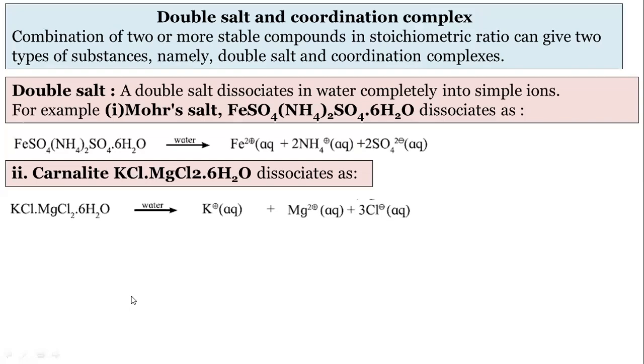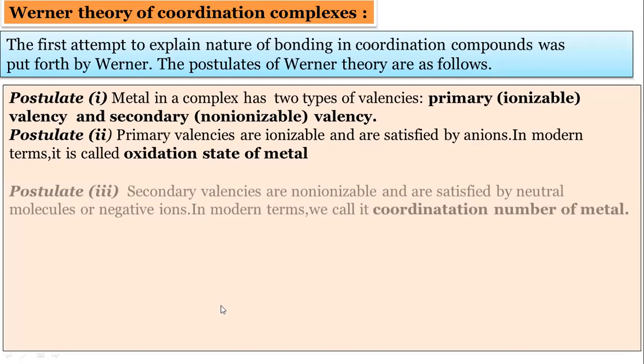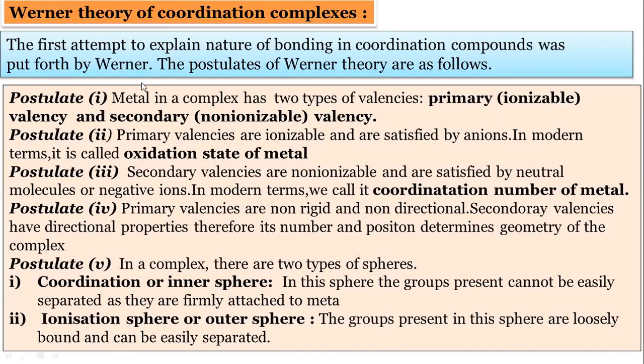See this example again, K4[Fe(CN)6]. This square bracket is the coordination sphere, Fe(CN)6. This cannot be removed. It is tightly bound, and the ionization sphere is outside the square bracket. All these ideas are given by the scientist Werner. Any 4 postulates can be asked for 2 marks. Each postulate is for 1 mark, and they are related to the primary valencies and secondary valencies. So read this Werner theory. This can be asked for 2 marks.